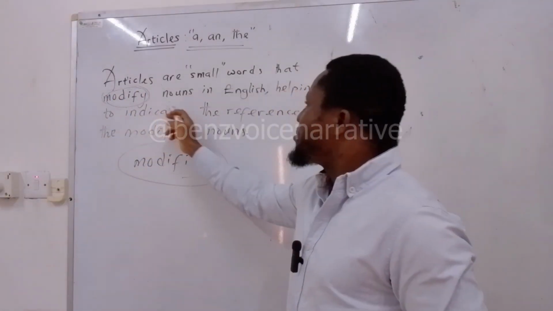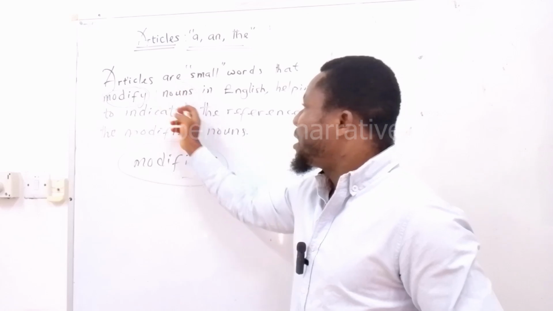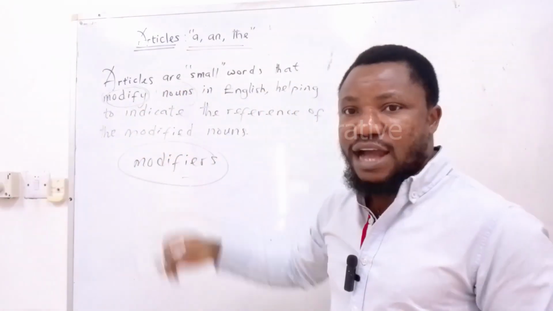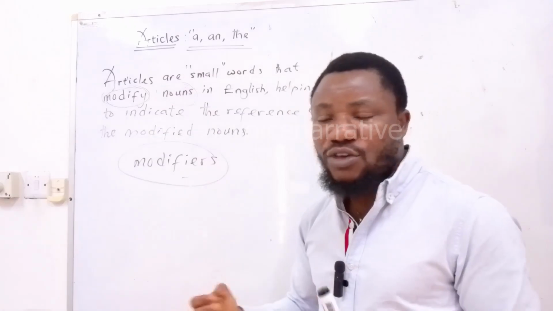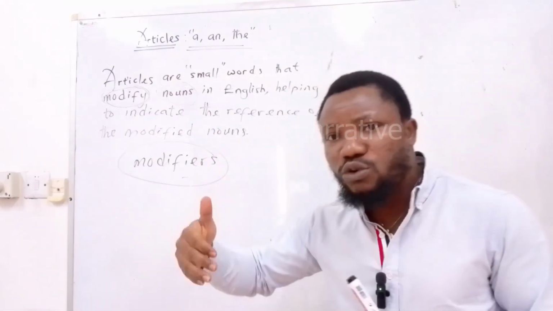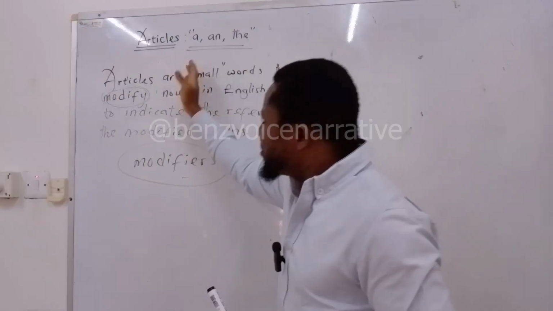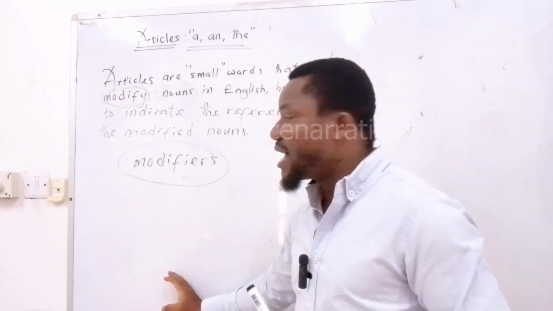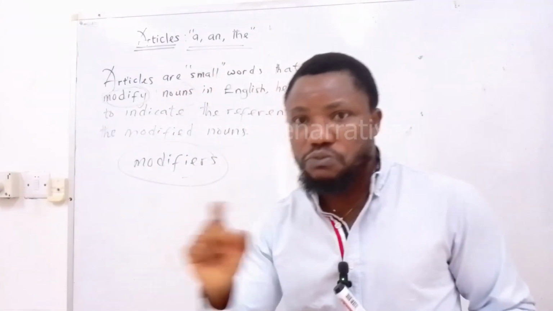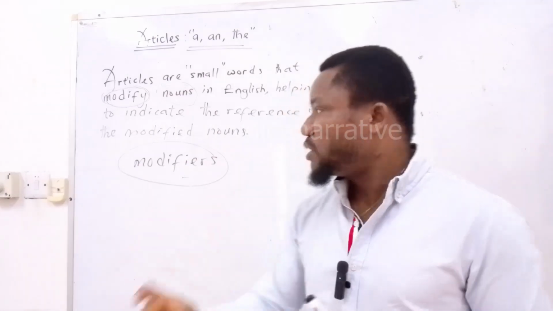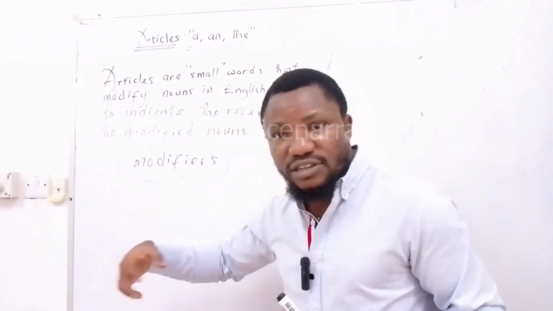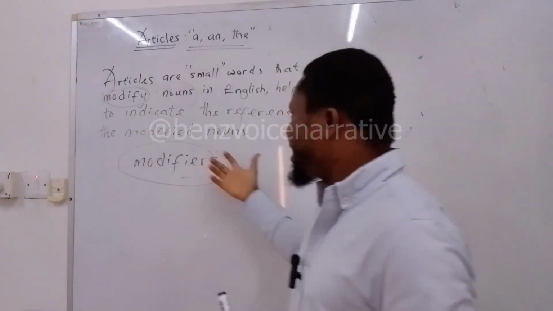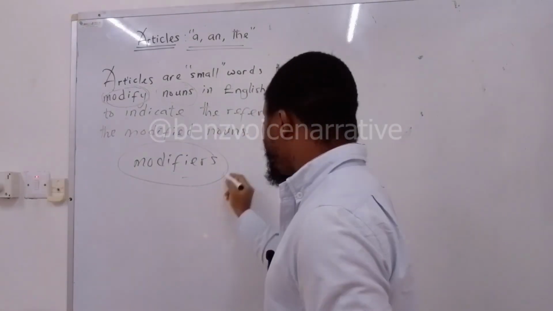Apart from coming before nouns, their primary function or responsibility is to describe the noun, to explain a noun, to point out a noun, to give more detail about a noun. In the English language, in the 8 parts of speech that we have, there is a part of speech that explains, describes, modifies, and gives more information about a noun. And that part of speech is the adjective.